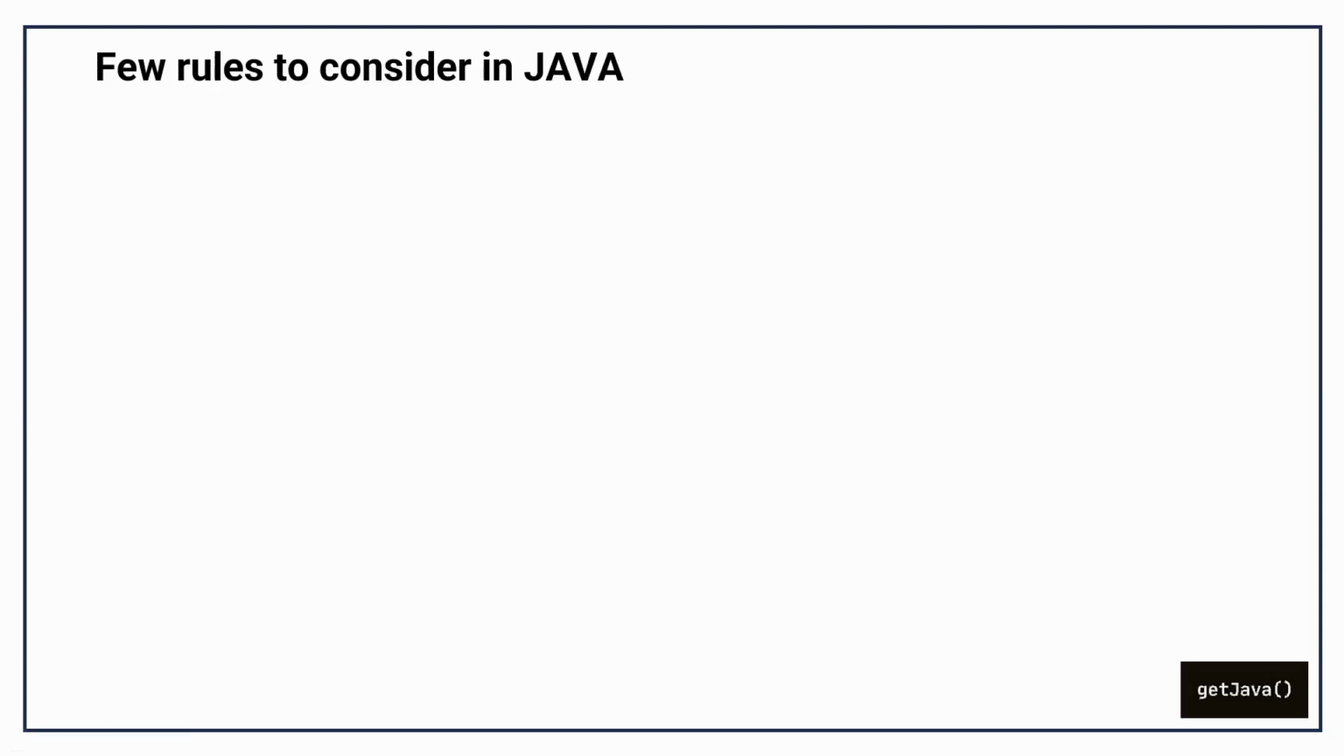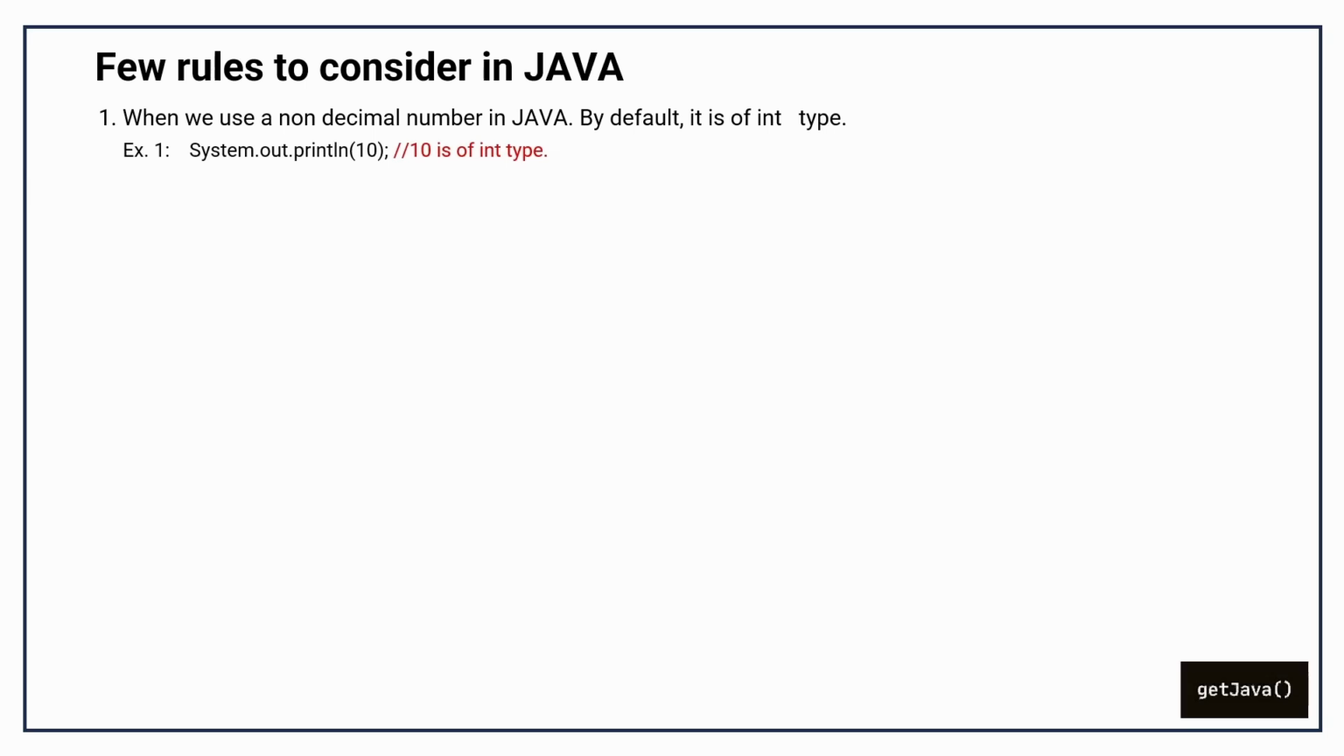Before moving to operators, we will have a look at a few rules in Java that we should know. We will have a look at these rules one by one. First rule is when we use a non-decimal number in Java, by default it is of int data type. We have seen this in our previous videos as well. For example, here I am trying to print number 10 and I have not assigned this number 10 to any variable or data type. So by default, a non-decimal number is always of int data type. So here 10 is of int data type.